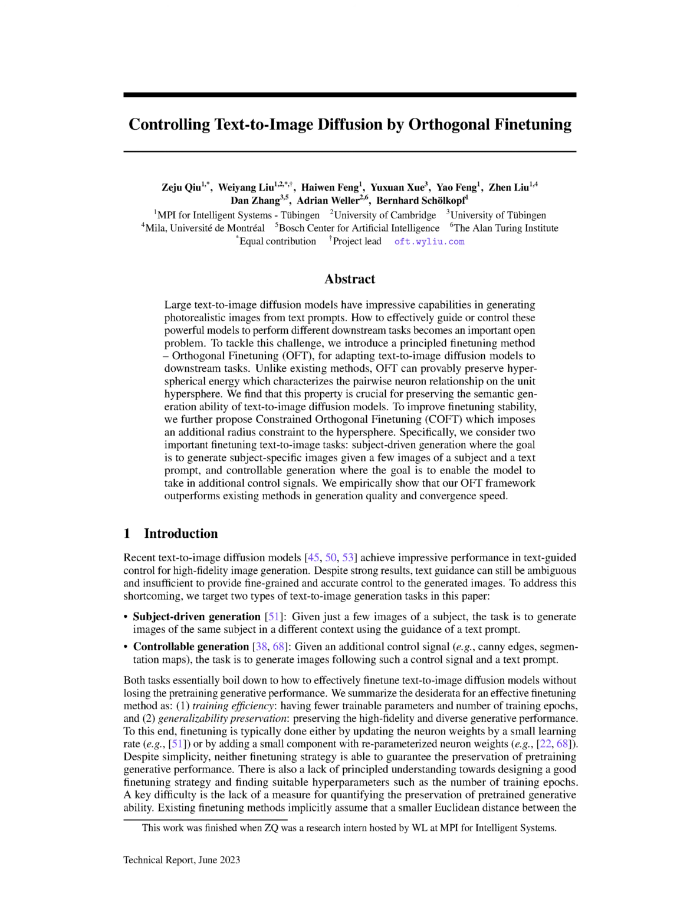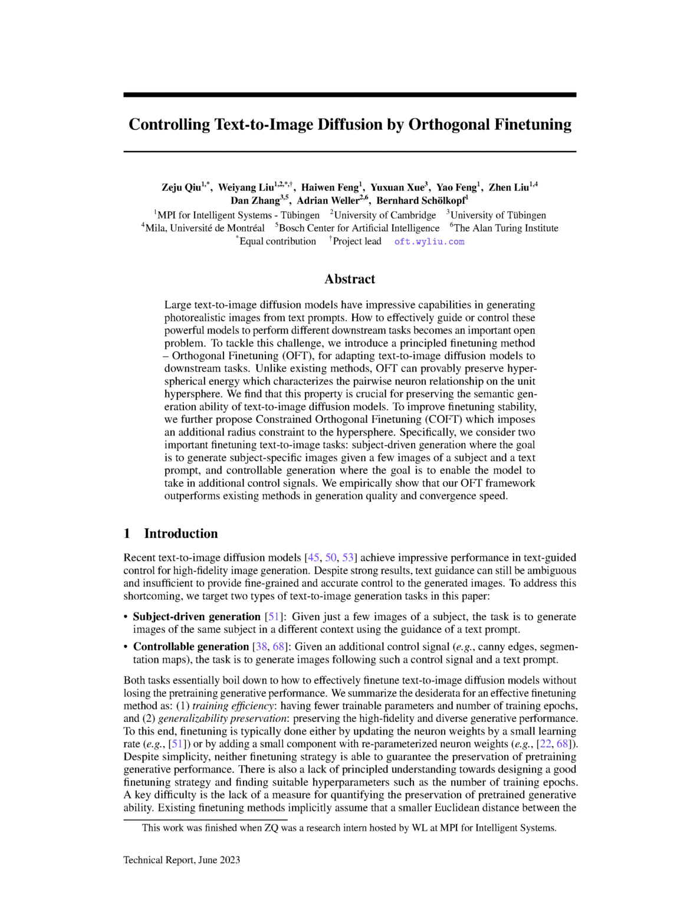1. Subject-driven generation. This task involves generating images of the same subject but in different contexts using a few existing images and the guidance of a text prompt. 2. Controllable generation. This task requires us to generate images from a text prompt and an additional control signal such as edge outlines or segmentation maps.